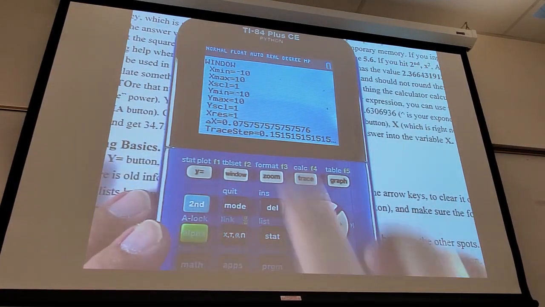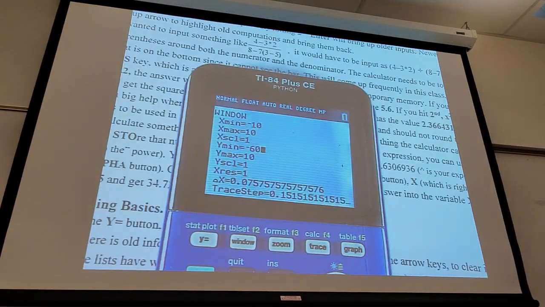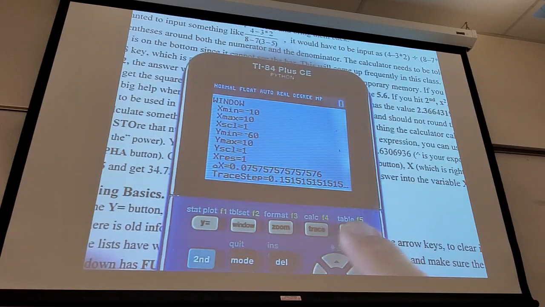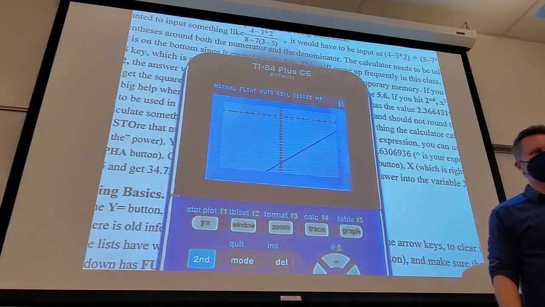So let's just change y min to be negative 60, and then hit graph. That looks a lot better, huh?